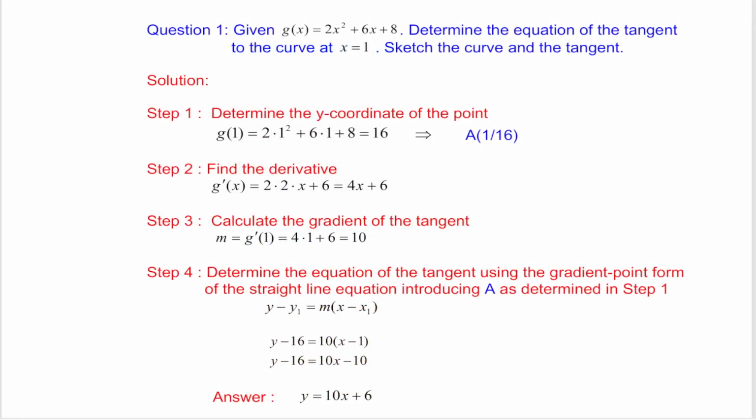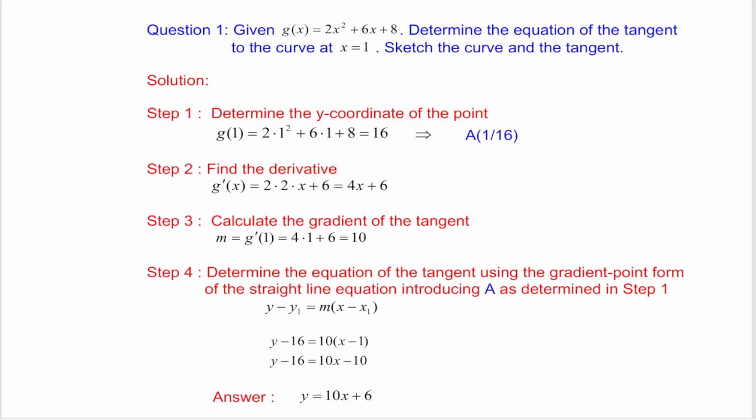As an example, let's have a look at question number 1. We have a given function g, and our task is to determine the equation of the tangent to the curve at x equals 1. Afterwards, we have to sketch the curve and the tangent. How can we now find the solution?